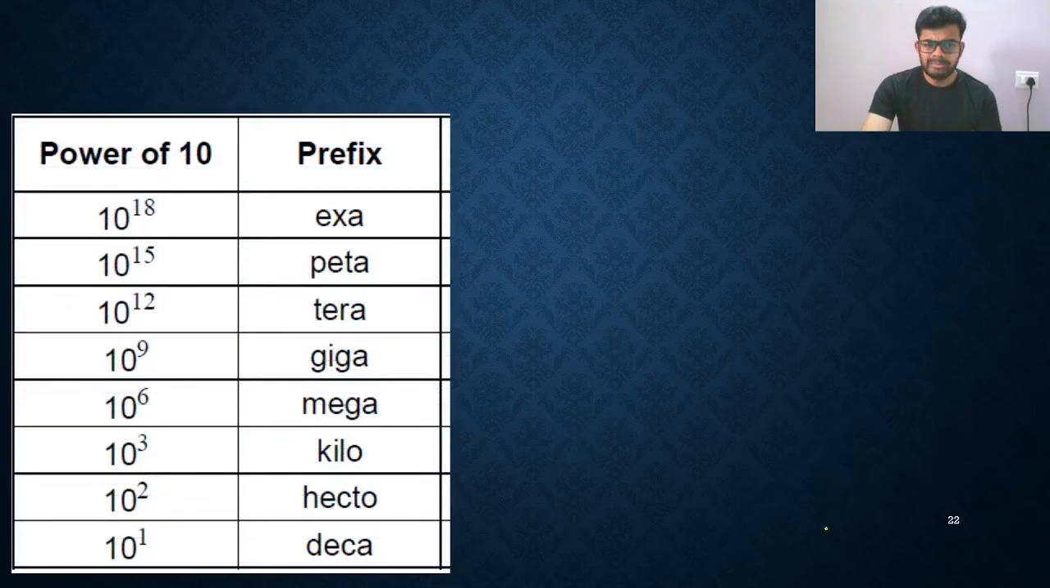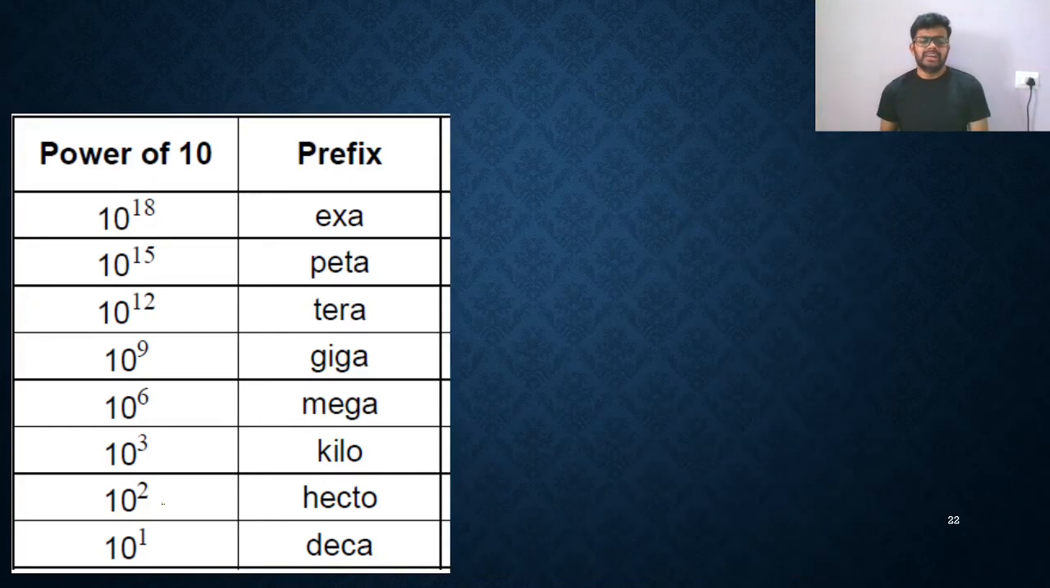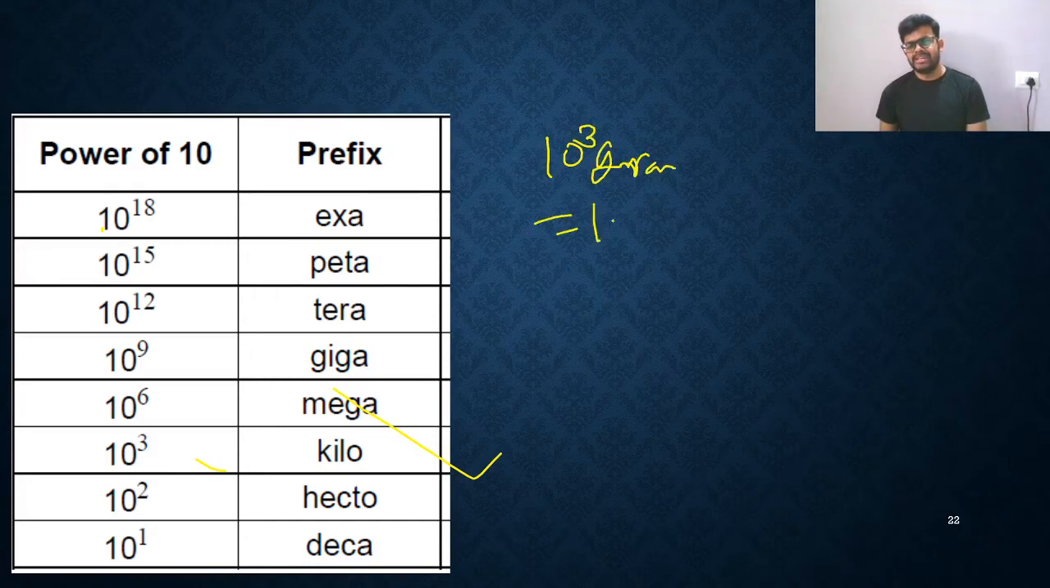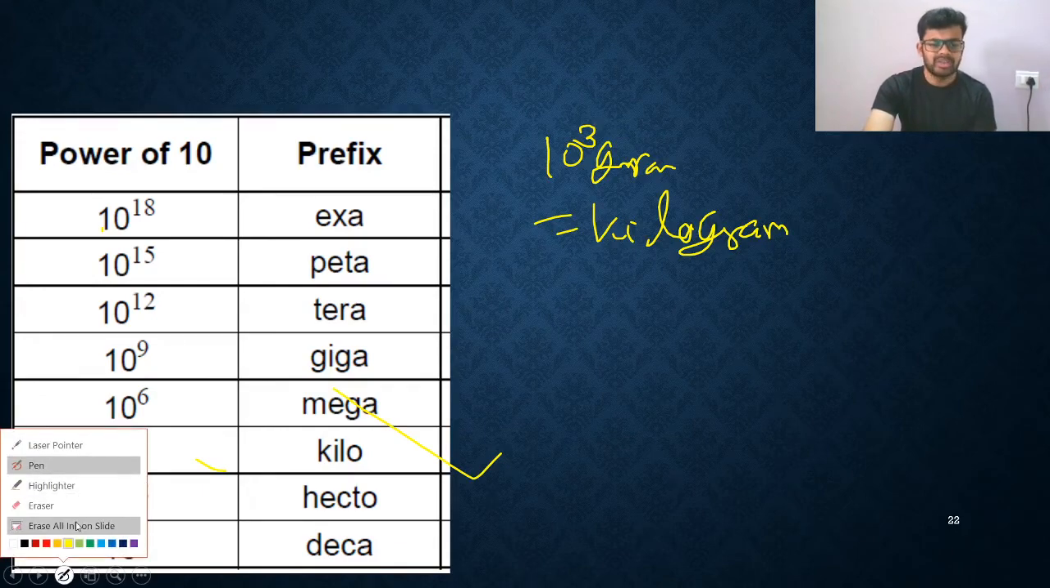Now we'll talk about some basic things, my dear friends. Remember some basic things. Listen, different prefixes are used. For example, somewhere it is written like this: 10 raised to 3 gram. So what will you write? You'll write kilogram. So 10 raised to 3 has a name, it is represented by kilo. Deci, centi, milli, micro, all these things you need to remember.